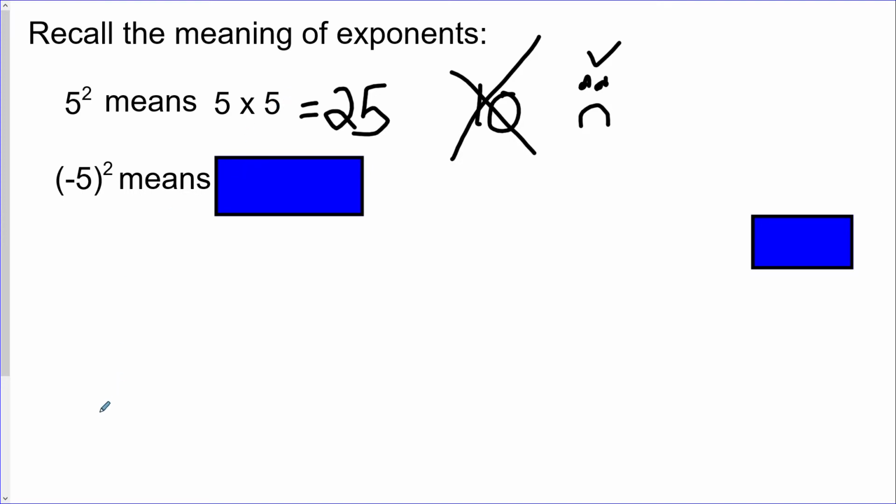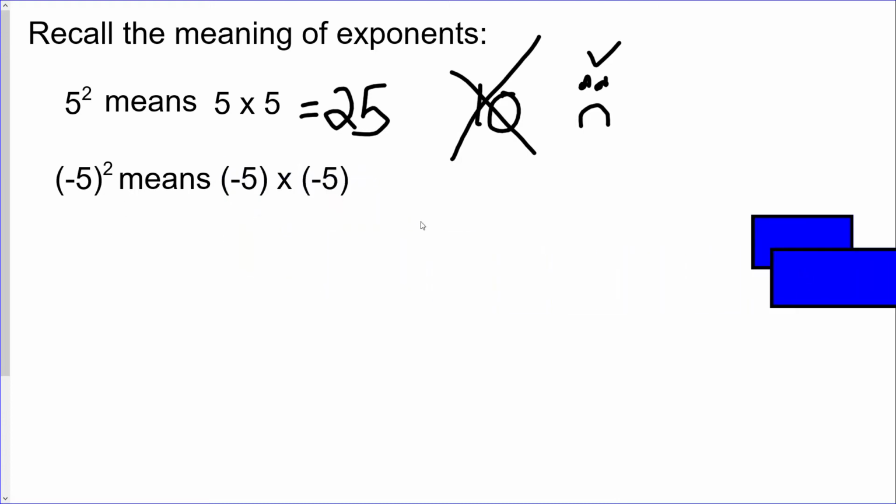You do the same thing when you come to negative 5 to the exponent 2. That means negative 5 times negative 5. Please keep careful note of where the brackets are when you're doing integers with exponents. We'll see that in one of the examples in just a moment. So negative 5 times negative 5 is also going to equal 25. Remember, negative times a negative equals a positive.